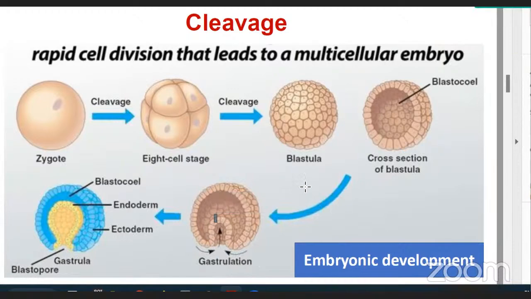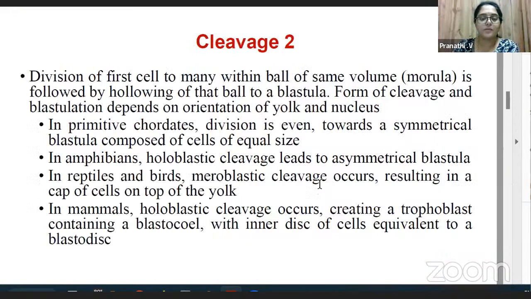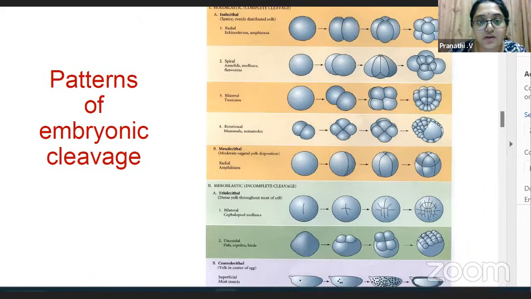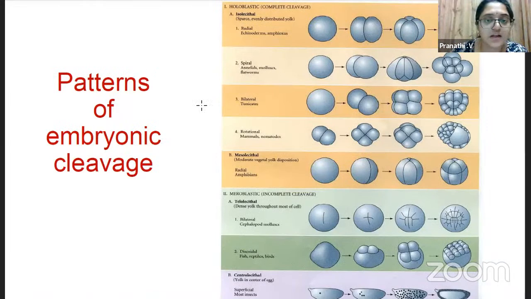So over here you have different kinds of patterns of cleavage. You have isolecithal, spiral, radial, and all of these. This picture is actually very good. Let me try to enlarge it if it's possible. Again, you have determinate and indeterminate cleavage also.